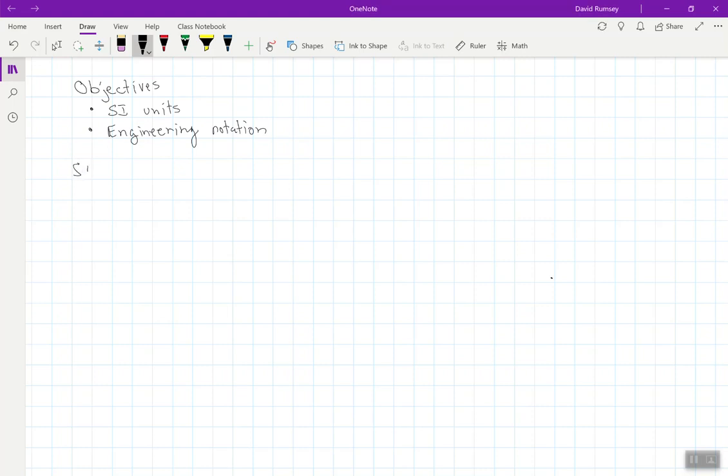So SI units, which basically were established in 1960, and there's, I think, a Latin or French name for it, but I just think of it as standard international units. And of course, this is so that if we say 1 gram of something anywhere in the world, we know what 1 gram is.